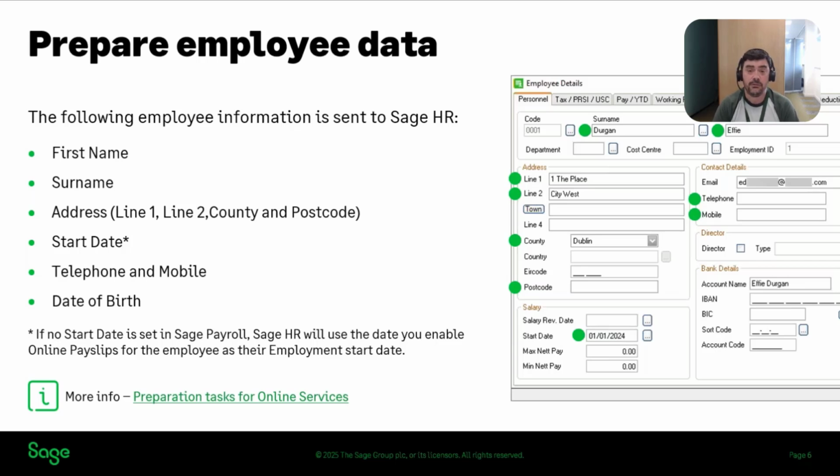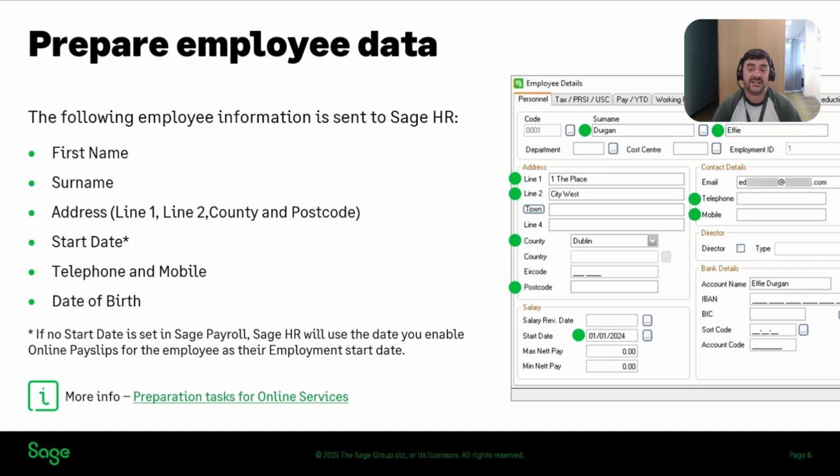And I'd like to draw particular attention to the start date, as this is not a mandatory field in Sage Payroll, but it is mandatory in HR. So if you have not entered an employment start date in Payroll, when you set up an employee for online payslips, HR will use the current date as their employment start date. So that would need to be updated at a later date for that to be accurate.